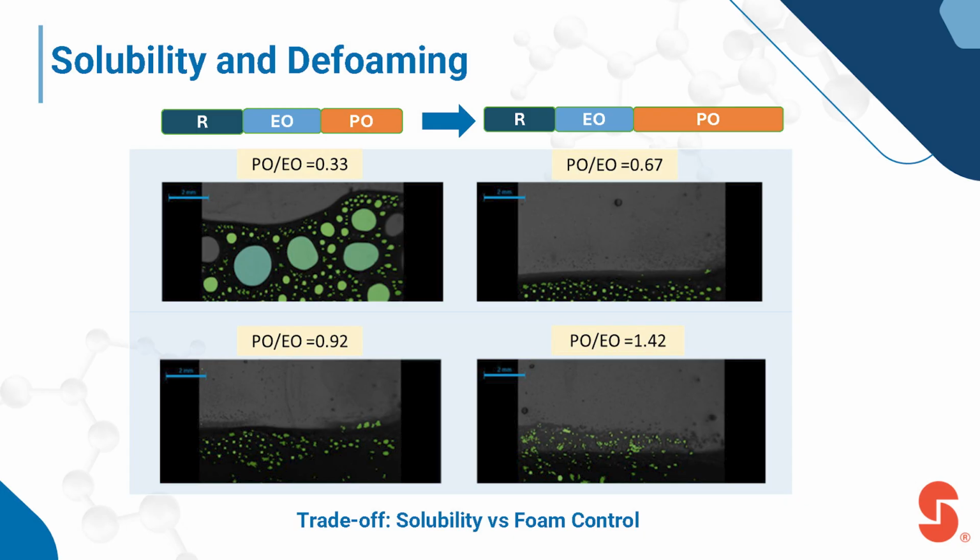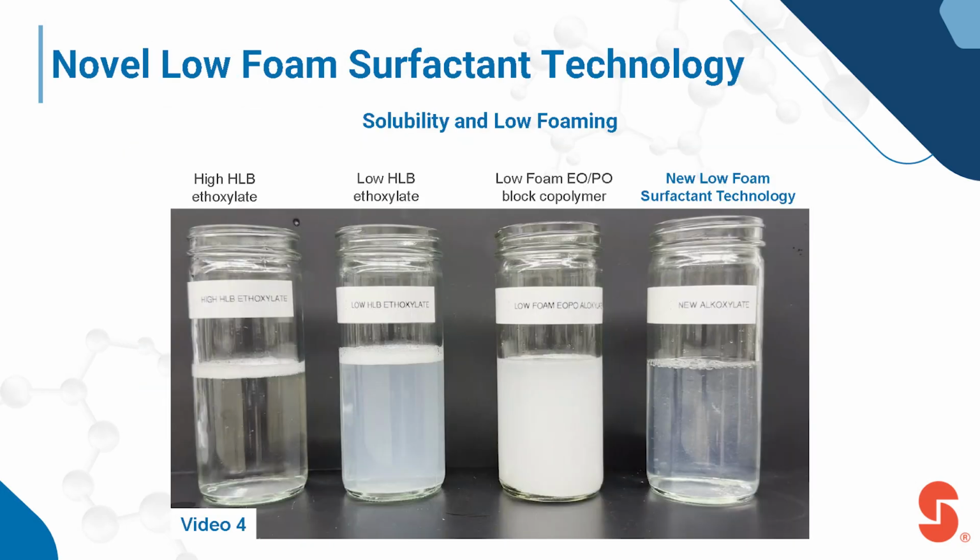That's great. So at Stepan, we developed new technologies, a novel low foam surfactant technology. This one is not yet commercialized, but we are very excited to share this video with all the audience. So what I prepared: the first jar is just a high HLB ethoxylate, just a negative control. With high HLB, you have high solubility, so your liquid is clear, and you'll have high foam.